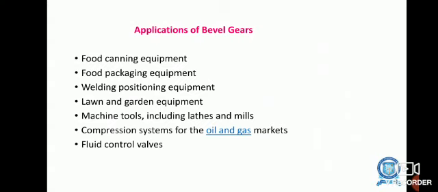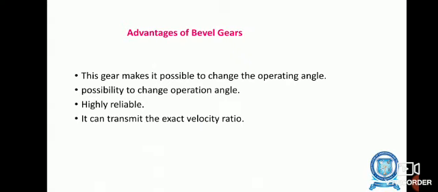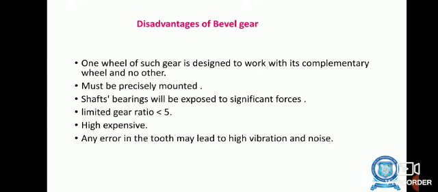Application of bevel gear: food canning equipment, food packing equipment, welding positioning equipment, garden equipment, machine tools including lathes and mills, compression systems for the oil and gas markets. Advantage of bevel gears: this gear makes it possible to change the operating angle, highly reliable, and it can transmit the exact velocity ratio.